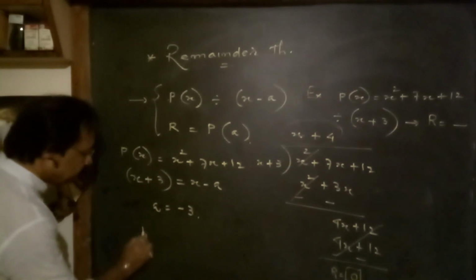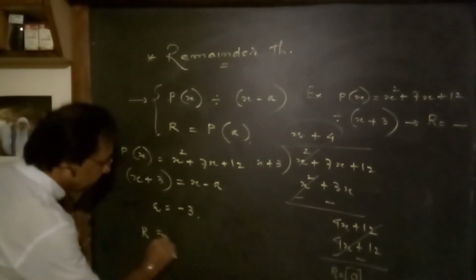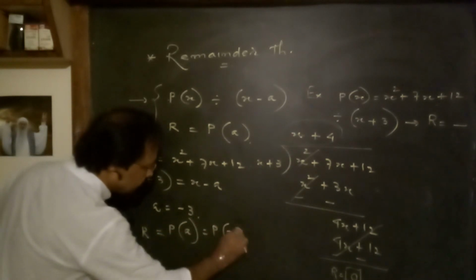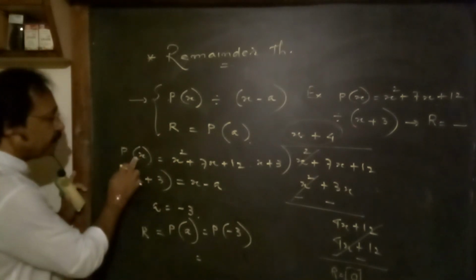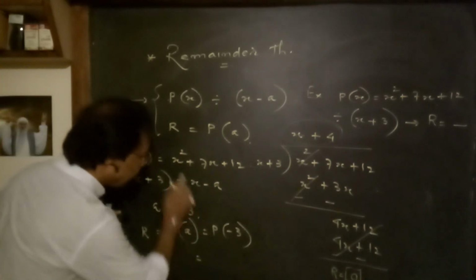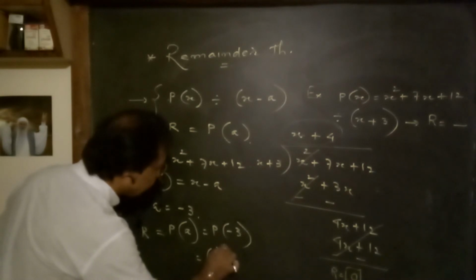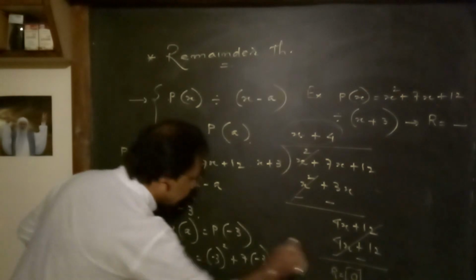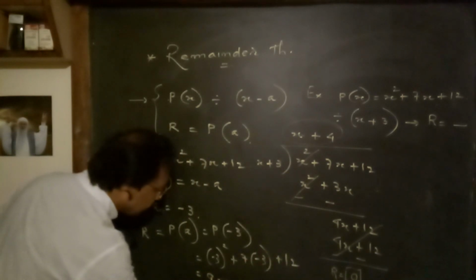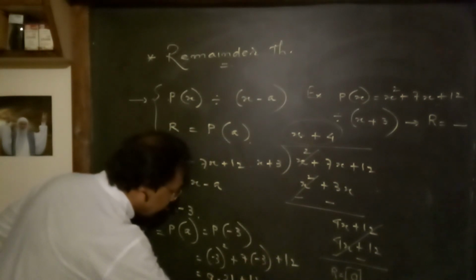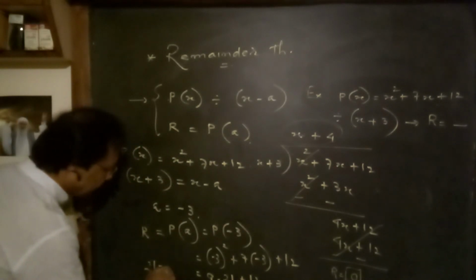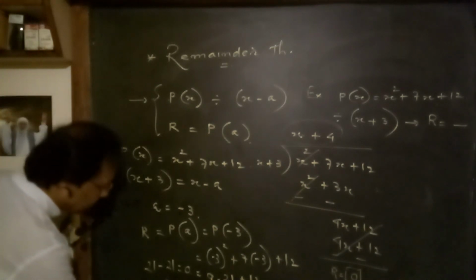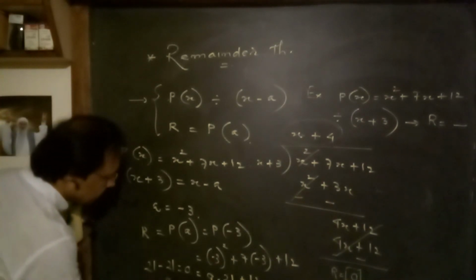Now because I want to find the remainder, remainder is equal to p of a. But what is p of a? That is p of minus 3. If I write x is equal to minus 3 everywhere, I will get minus 3 the whole square plus 7 into minus 3 plus 12. Then you will get 9 minus 21 plus 12. 12 plus 9 is 21, minus 21 is equal to 0. So here what is the remainder? The remainder r is equal to 0.